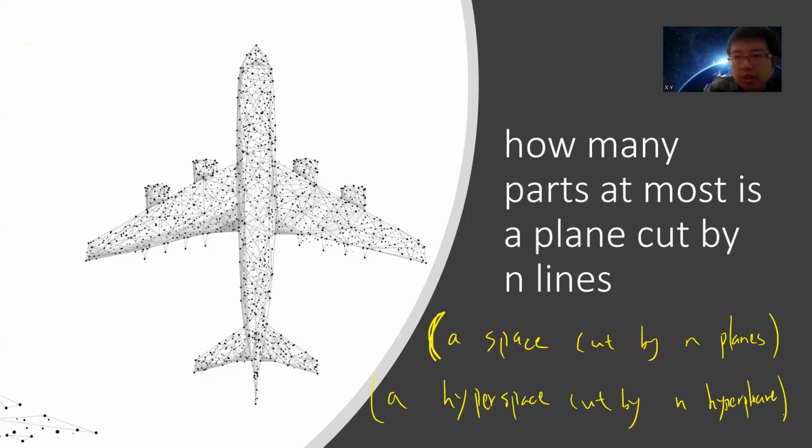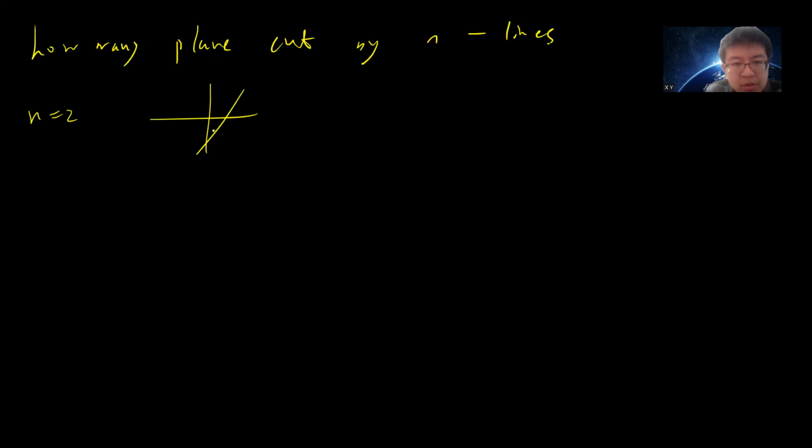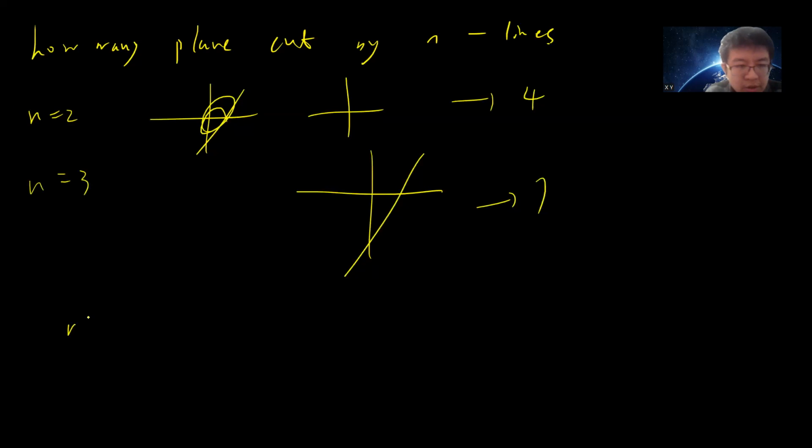Okay, so let's solve the first one. Basically, what is the largest number of parts a plane can be cut into by n lines? For example, n equals 2 is just 4, right? And n equals 3, we can just cut here, so it's 7. For n equals 4, you can do this, and you can count 1, 2, 3, 4, 5, 6, 7, 8, 9, 10, 11.